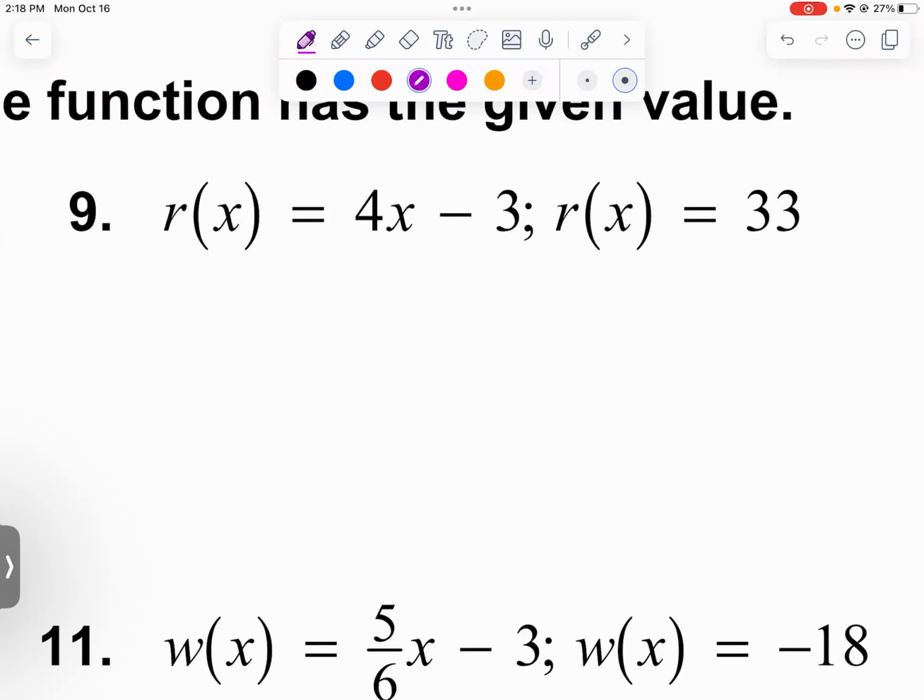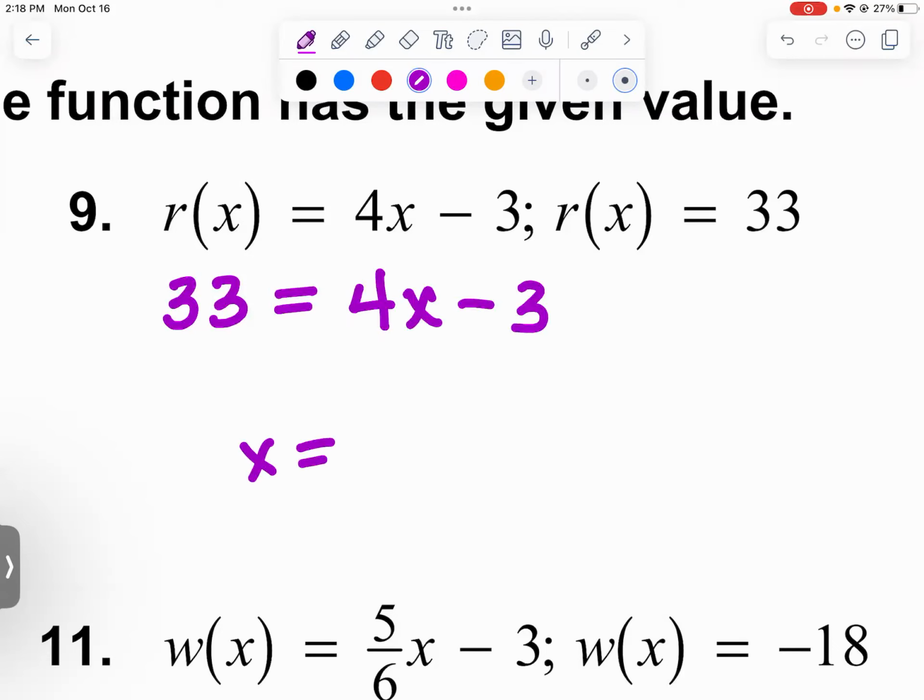Voices off. If 33 is R of X, what do we get for X? DJ. 9.